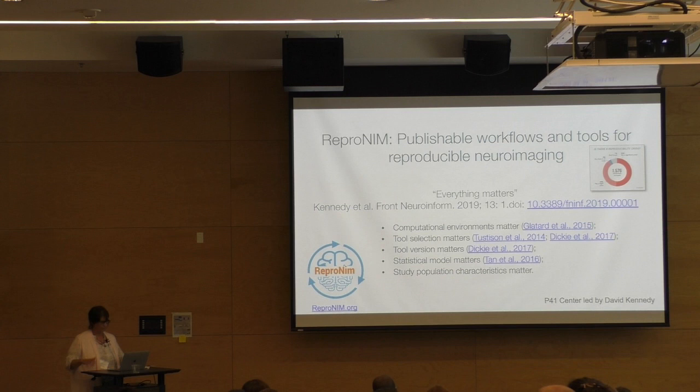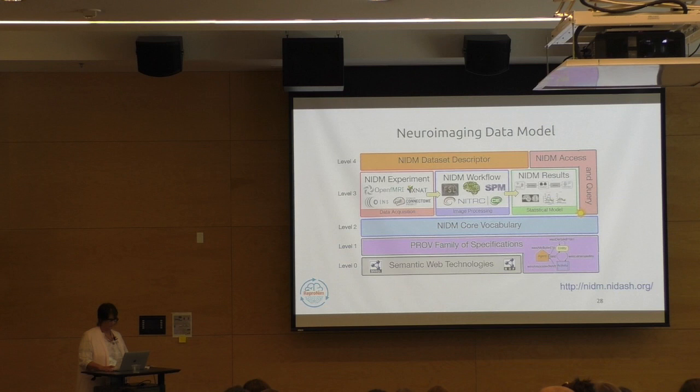I think this is the type of thing that simply requires computational support that captures, as you're doing these things, a lot of the critical steps, because it is too much for a human to manually write down. We tend to be very, very poor at that. And that's what the ReproNim center, led by David Kennedy, and the centers that Russ has also mentioned, are really geared towards: what do we do? How do we make neuroimaging more reproducible?